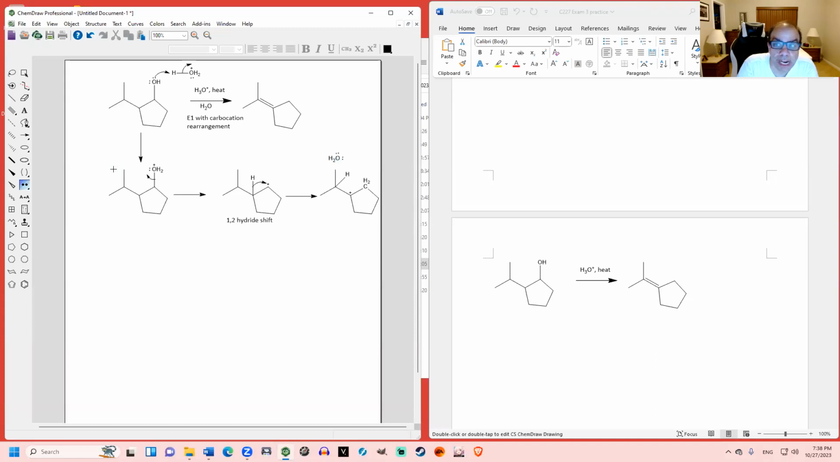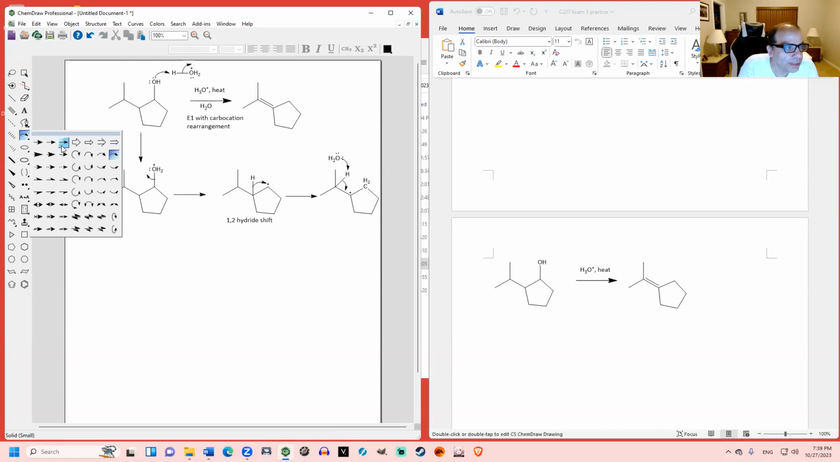We can't use OH minus because we're not given OH minus. I don't see NaOH or something like that mentioned. So I can't use OH minus. It doesn't make sense to use OH minus anyway, since we're in an acidic medium. So we'll use a water molecule. Water will pull off this proton. The electrons in the carbon-hydrogen bond will go in between the two carbons and form the pi bond. And that gives you the product.